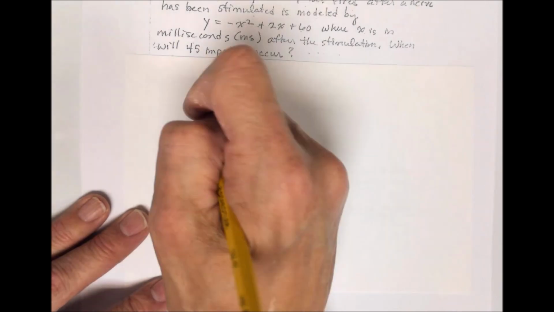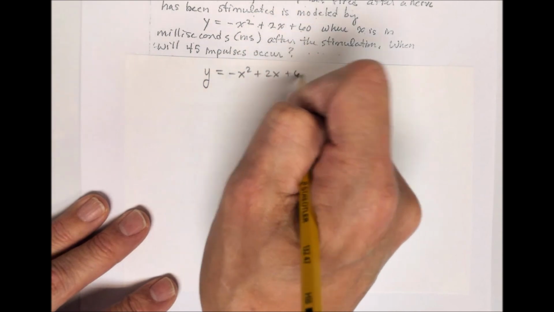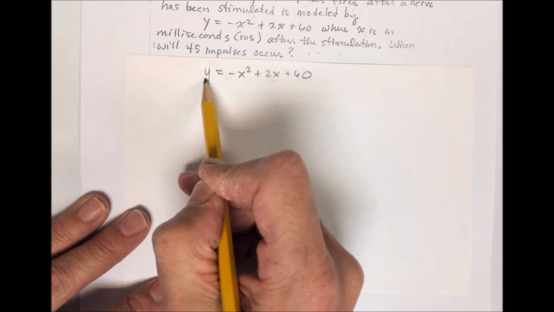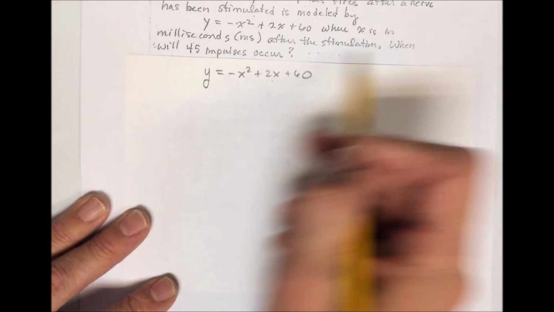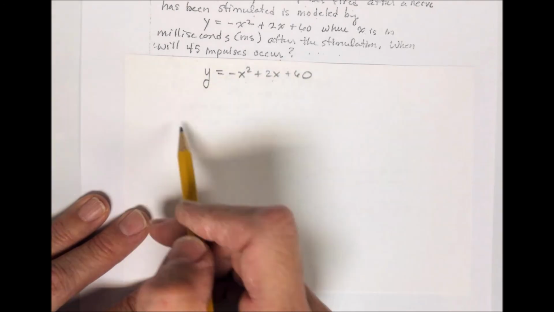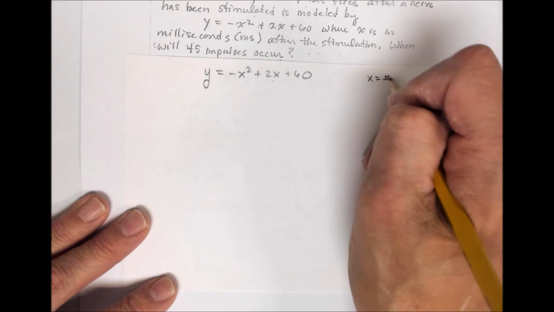Let me write her down again. Y equals the opposite of x squared plus 2x plus 60. X is the number of milliseconds, and y is the number of impulses. Now the question says, when will 45 impulses occur? When, that's the time. So I'm going to let x be the number of milliseconds.